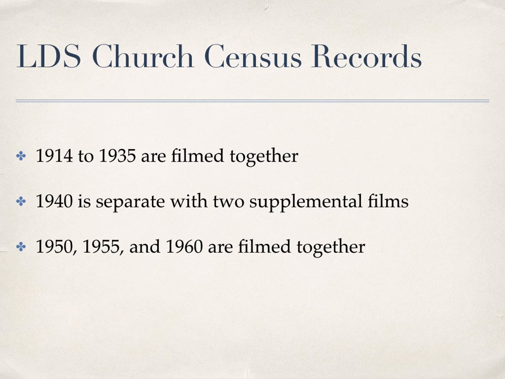The 1914 to 1935 census records are filmed together, and they are all alphabetized together so that it's very easy to track a family through the years. 1940 is separate with its own microfilm and two supplemental films. And then the last three census records are filmed together. Again, it's easy to track the family through the census years.